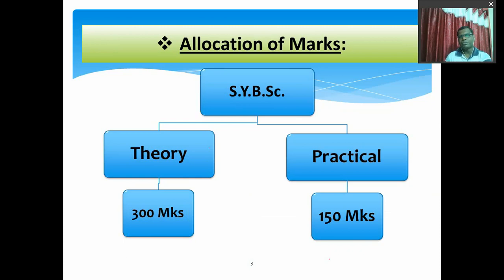If we look at the allocation of marks, if you remember, in the first year BSc you had two theory papers with total allotted marks of 200, and each practical carried 50 marks, so there were only 100 marks for the practical papers. But in the second year BSc, you have three theory papers, chemistry paper 1, chemistry paper 2, chemistry paper 3, and their respective practicals. So you will have 300 marks for theory, each theory paper carrying 100 marks, and 150 marks for practicals, each practical course carrying 50 marks.